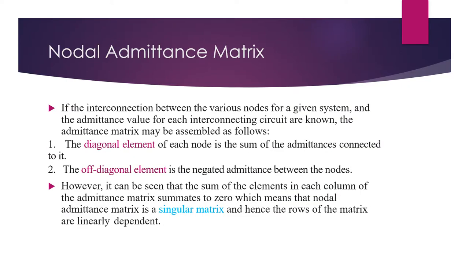Then we have seen the nodal admittance matrix. For a 3-bus system, we found the I_p value: I_p is the summation over q equal to 1 to 3 of Y_pq V_q, for p equal to 1 to 3. And for an n-bus system, the I_p equation we got as the summation over q equal to 1 to n of Y_pq V_q, for p equal to 1 to n.